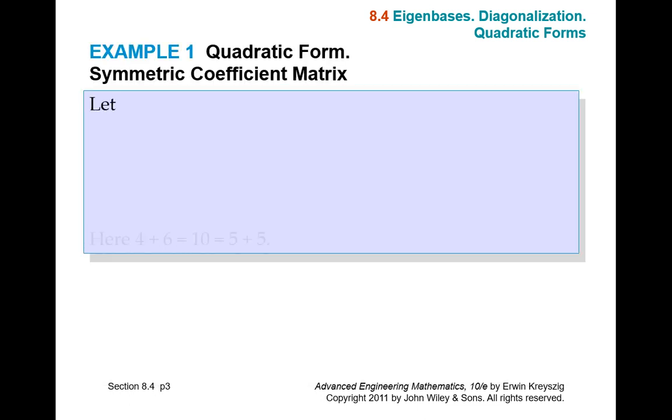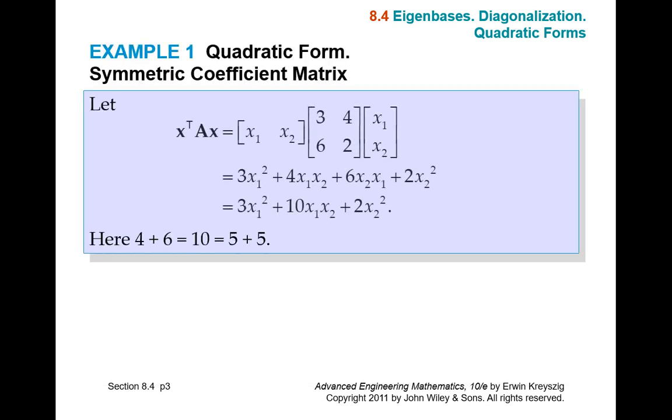How do we do that? Let's see an example. Now let's consider example 1 here. If you look at this as a quadratic form and multiply on both sides by x1 x2, it becomes 3x1 squared plus 4x1x2 plus 6x2x1 plus x2 squared. We can add these two terms, and this is not symmetric, but the sum can be written as 4 plus 6, or 5 plus 5. If we use 5 plus 5, we can easily write this in a symmetric form.